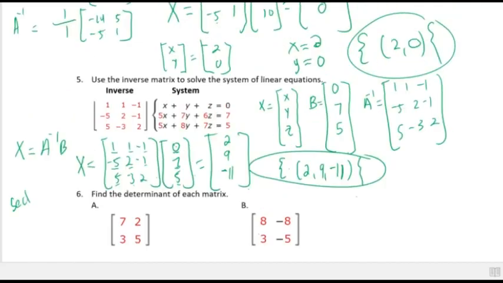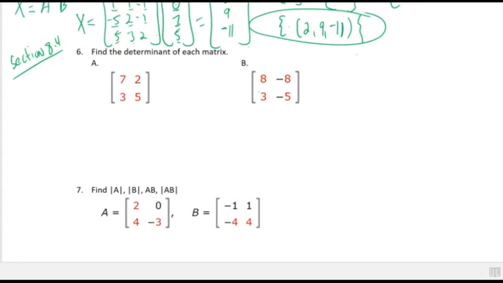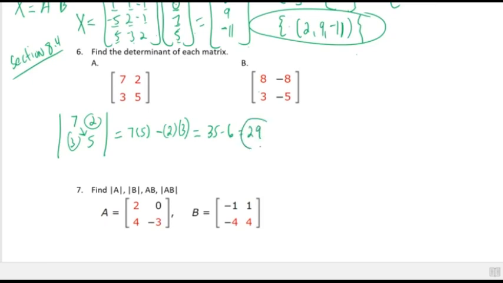Okay, so the next examples are from section 8.4. Find the determinant. To find the determinant of this matrix, we write it as 7, 2, 3, and 5. Notice I'm using vertical lines here. And our answer is going to be 7 times 5 minus 2 times 3. And so that's going to give us 35 minus 6 is 29.